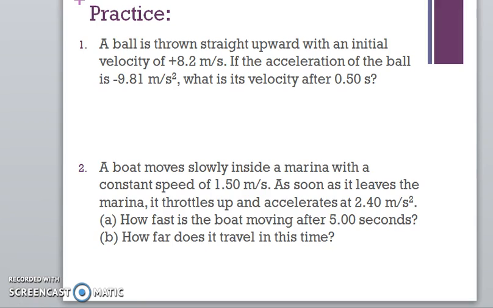Okay, and then I'll look up again and see that it also gives us acceleration for this problem. It gives us an acceleration of negative 9.81 meters per second squared. So I will write that variable down. And I'll also write down the variable for time, 0.50 seconds. So that's time. And it's asking me what is its velocity after that. So I'm looking for final velocity.